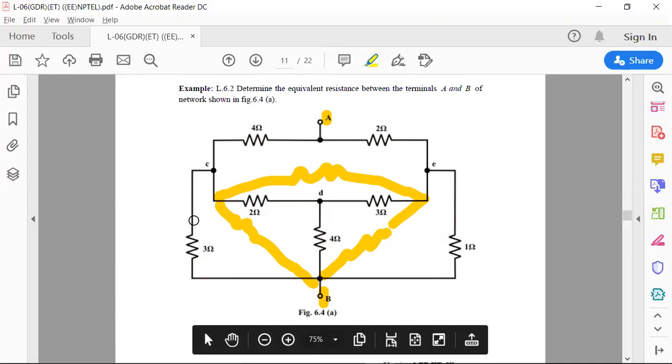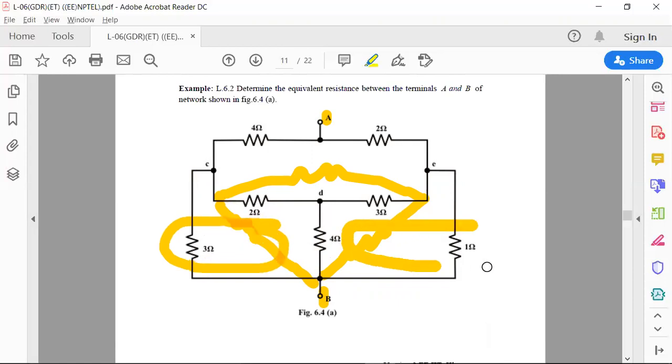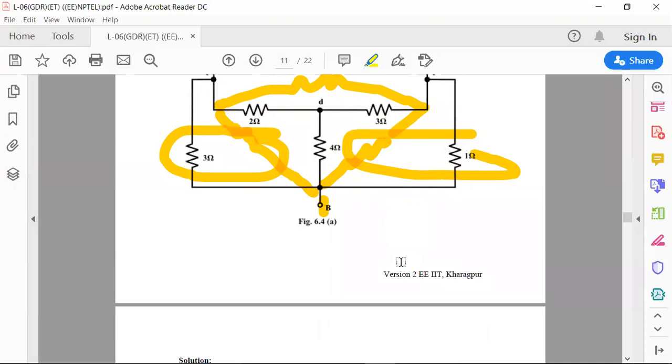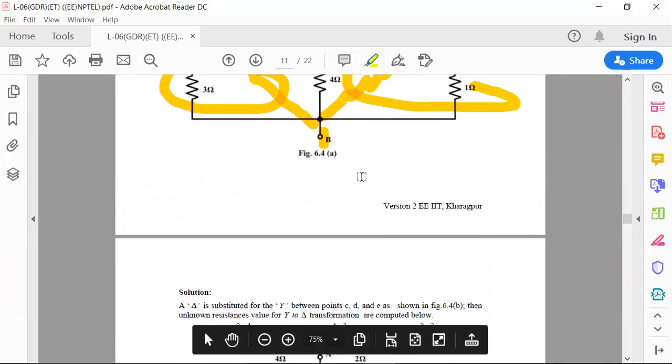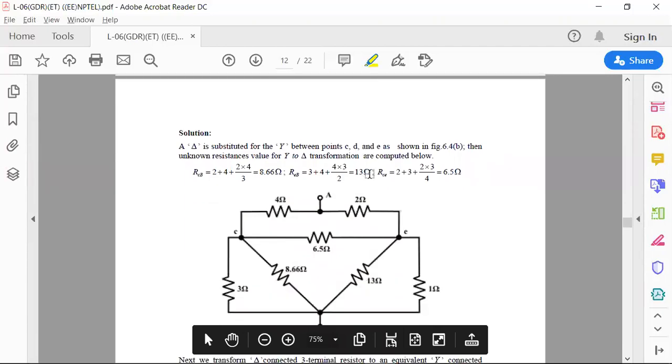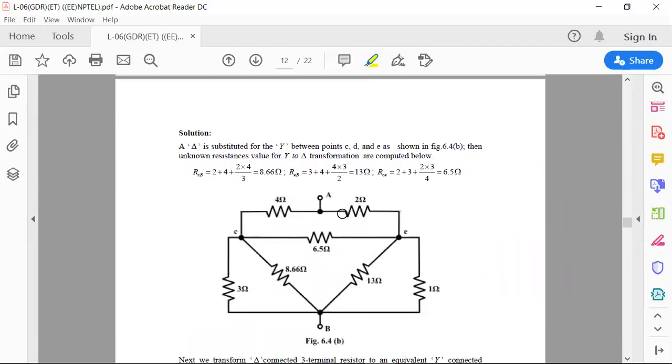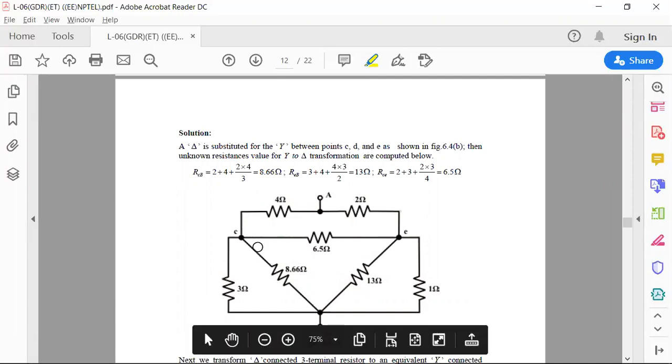After the conversion, these two are parallel, again these two are parallel. Then this circuit looks like, after doing parallel, the rest of this resistance looks like a parallel. So we can do a little bit of simplification by applying this delta to star conversion. Let me apply delta to star, right? After applying delta to star, this is the circuit we will get.